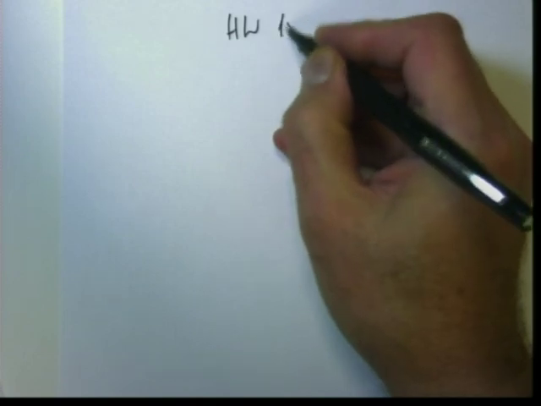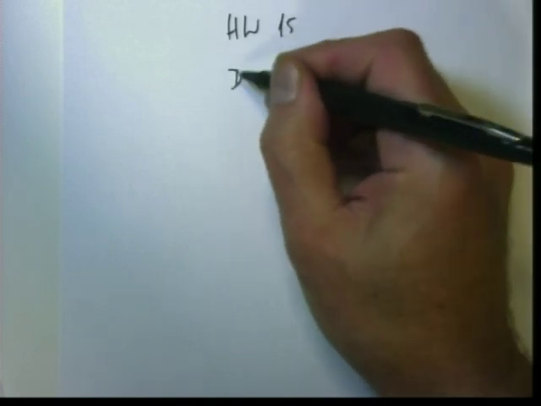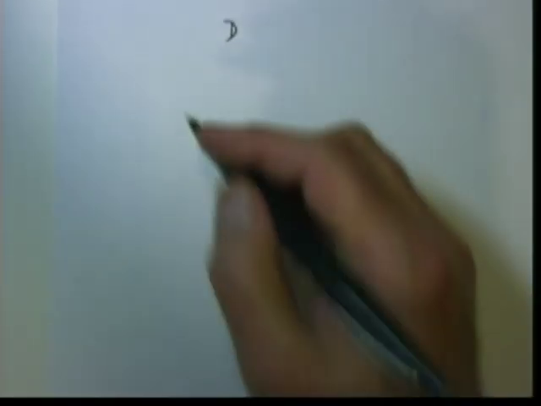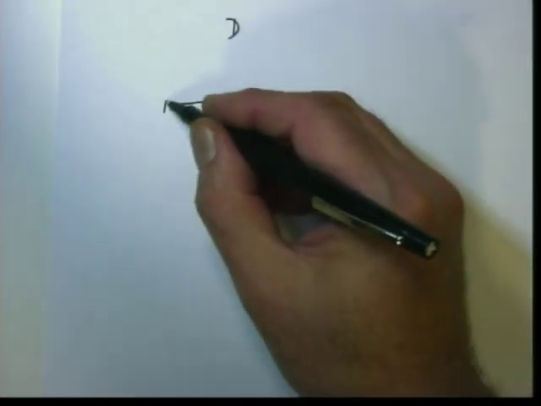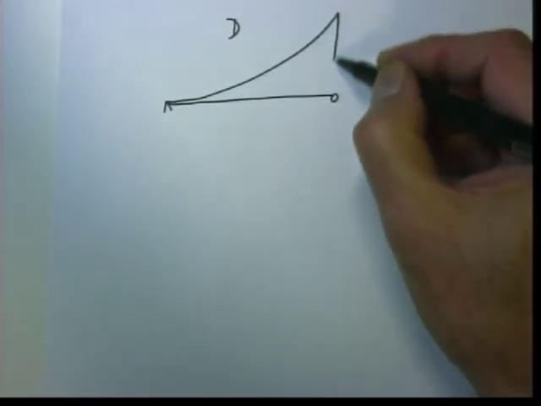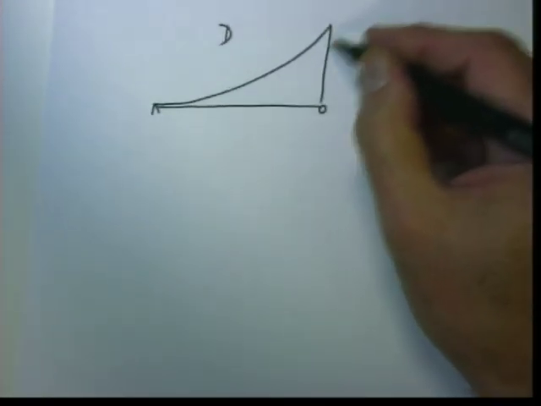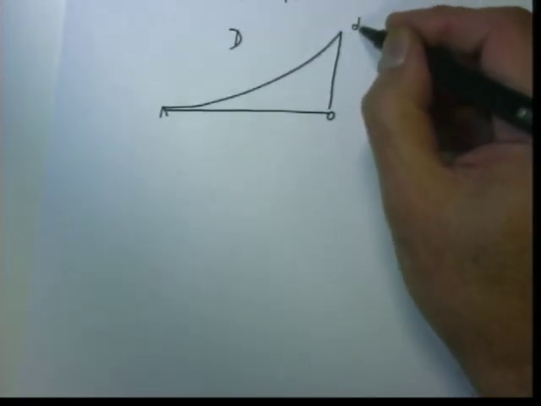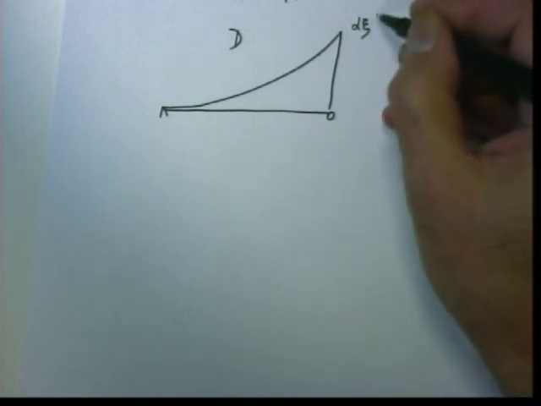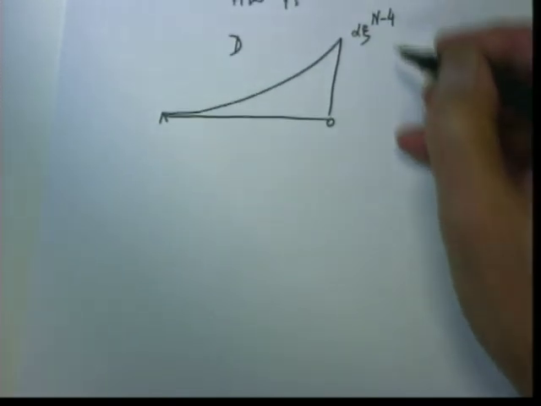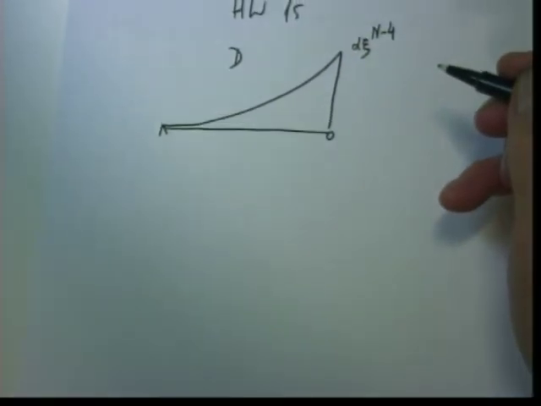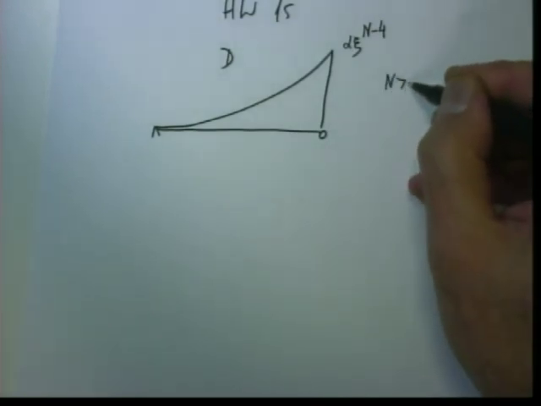Homework 15D. So take a simply supported beam that is, say, like this, that is alpha psi to the power n minus 4, so n is greater or equal than 4.